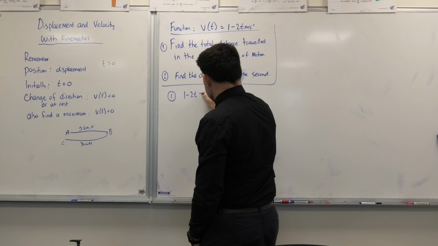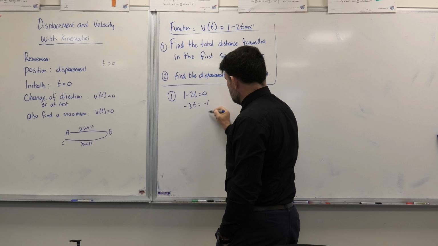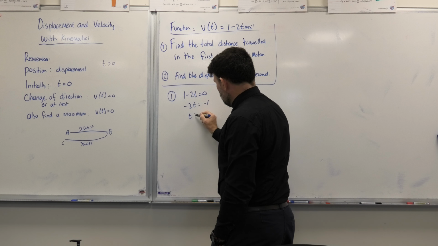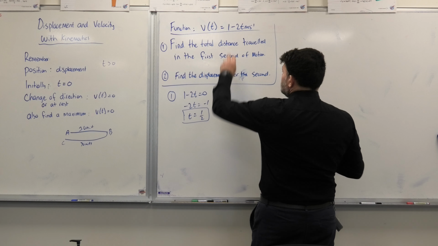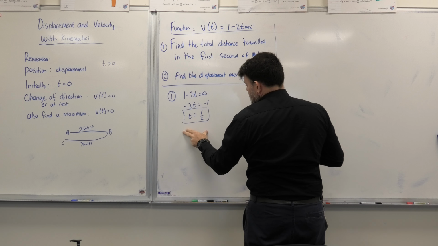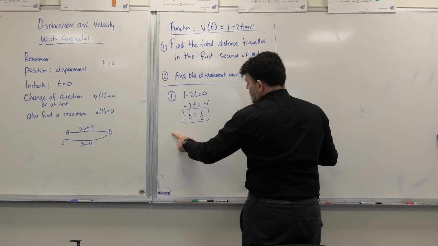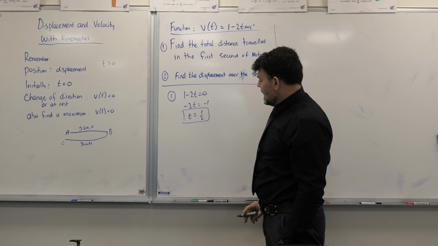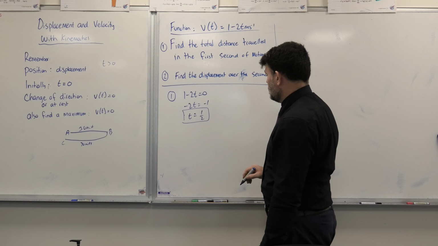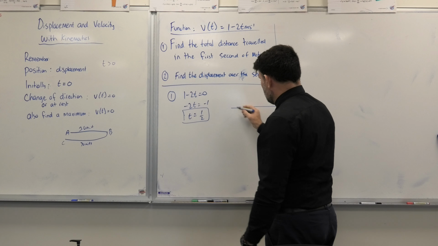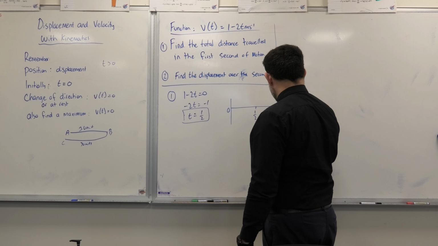So 1 minus 2t is equal to 0. We get negative 2t is equal to negative 1. So therefore, t is equal to half. So we know from this function that after half a second, our particle is going to be changing direction. We can prove this, and see if it is actually changing to the left or the right, by using a sign diagram.